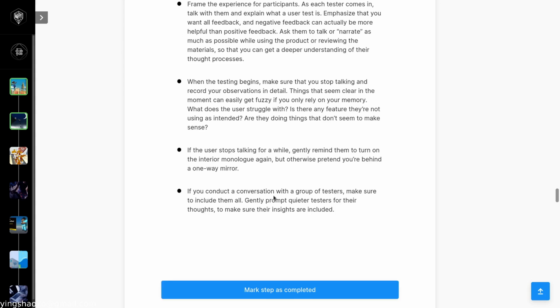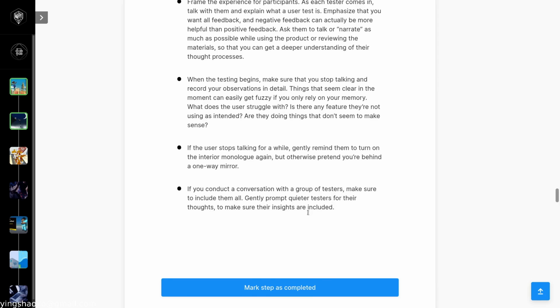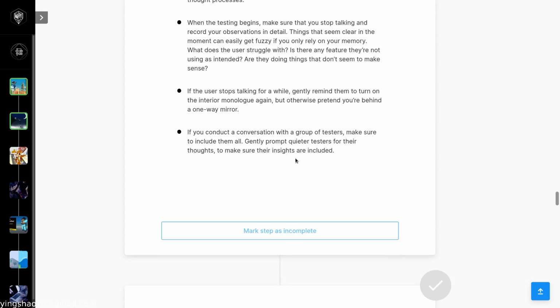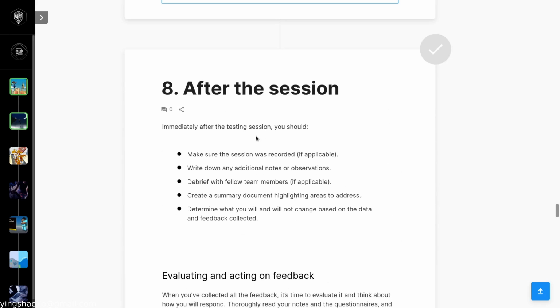If you conduct a conversation with a group of testers, make sure to include them all. Gently prompt quieter testers for their thoughts to make sure their insights are included. So never miss any of your testers. After the session, immediately after the testing session, you should make sure the session was recorded. Write down any additional notes or observations. Debrief with fellow team members.